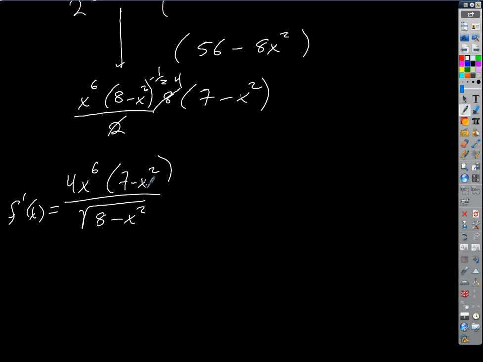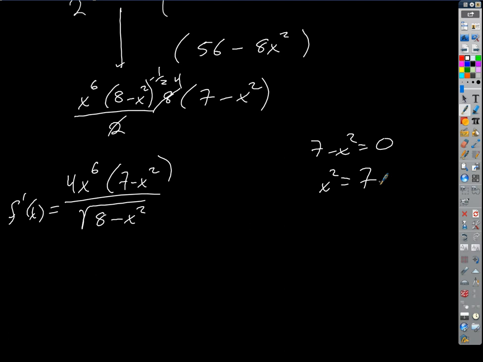No. If I said, when is 7 minus x squared equal to 0? When x squared equals 7, so x equals plus or minus the square root of 7, right? So I get 3 zeros of the numerator. What are the zeros of the denominator?